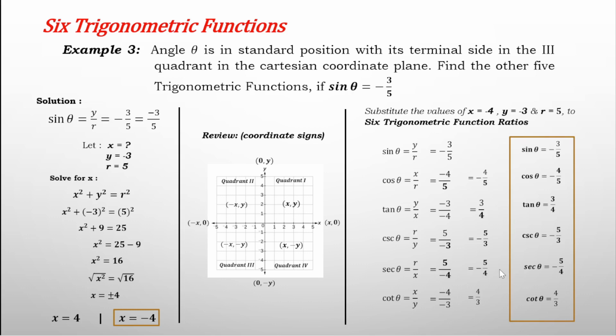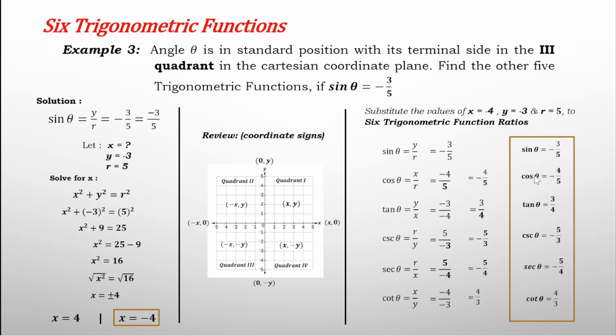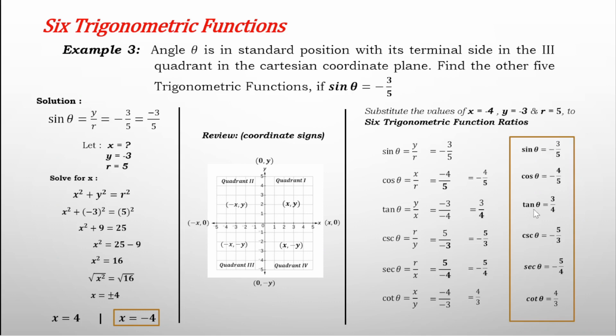So to sum up, sine theta is equal to negative 3/5. Cosine theta is equal to negative 4/5. Tan theta is equal to 3/4. Cosecant theta is equal to negative 5/3. Secant theta is equal to negative 5/4. And the cotangent theta is equal to 4/3.